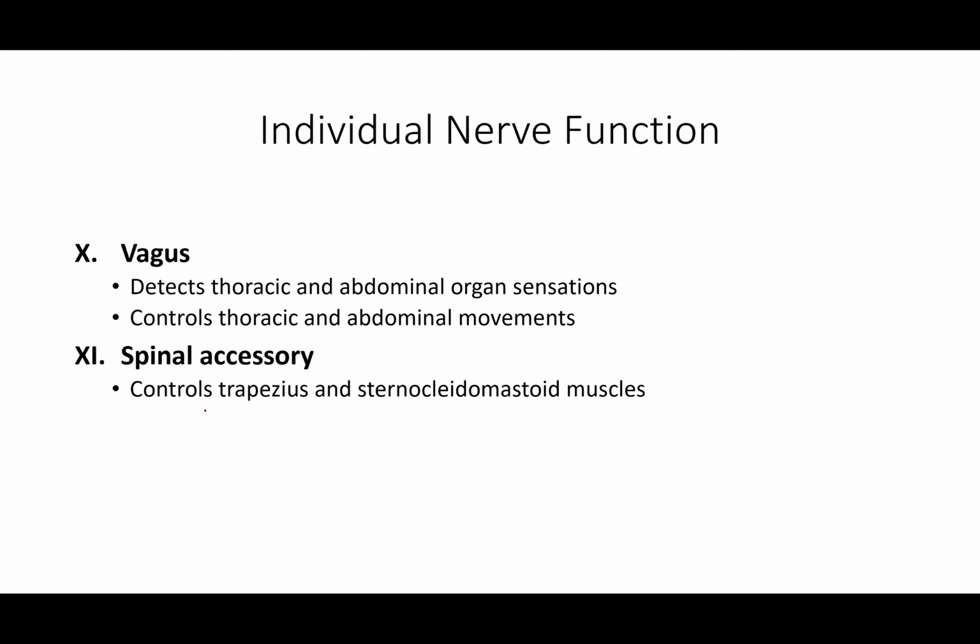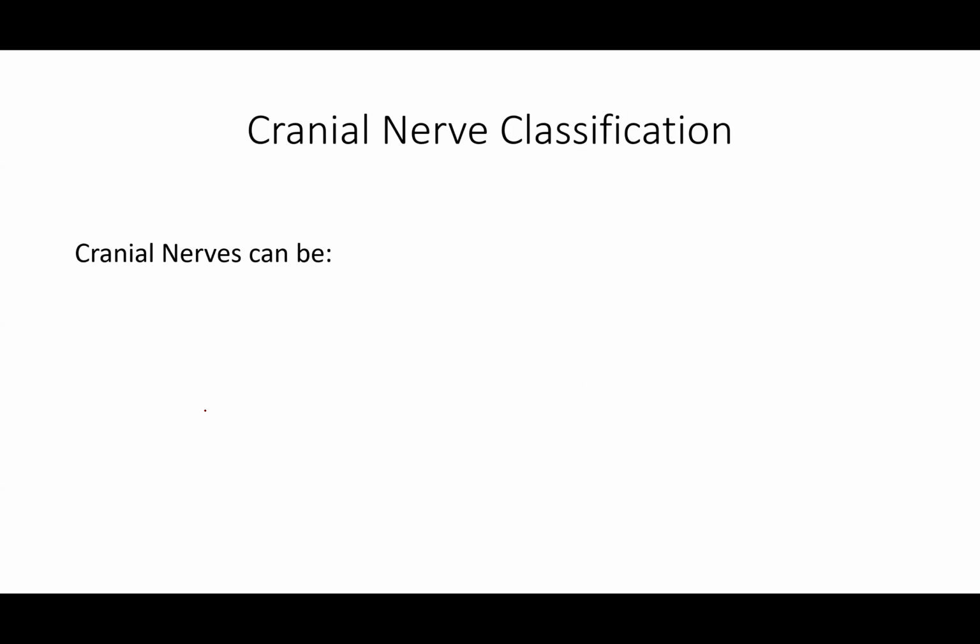The spinal accessory nerve controls the trapezius and the sternocleidomastoid muscles, which are muscles you're going to learn very soon. And then last, number 12, the hypoglossal. This controls tongue movement.